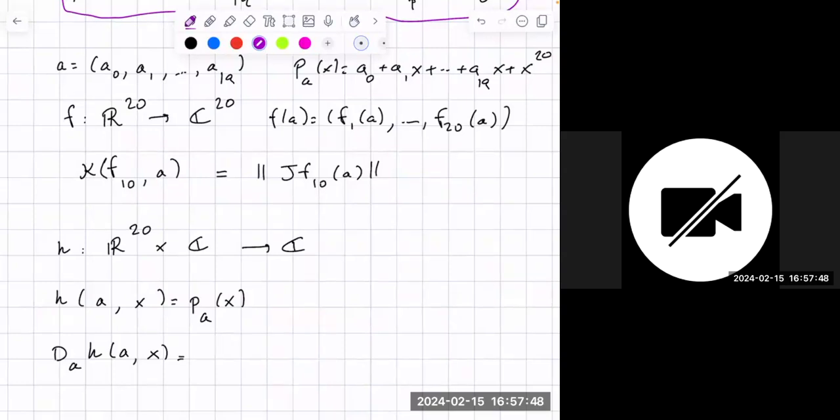Any package that deals with polynomials will have a command solve, and it will give you those roots. Okay, very good. Now, how do we go about this?